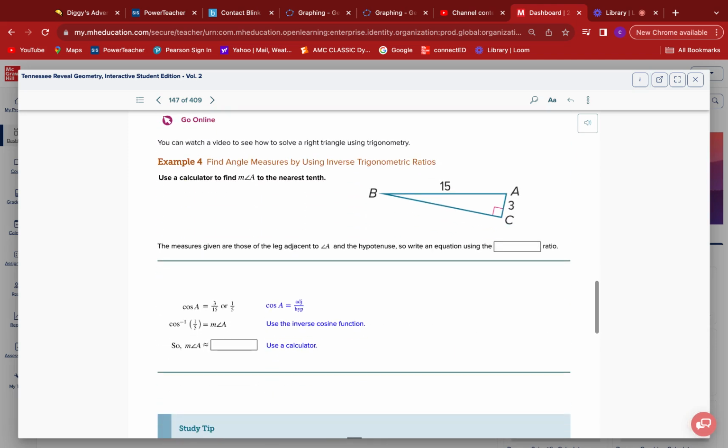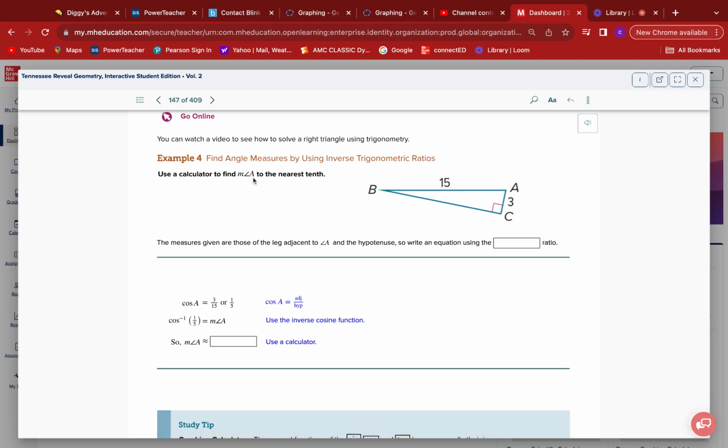All right, so here we go. Example number 4 says use calculator to find the measure of angle A. So angle A is your theta. And you'll notice we do not have an angle measure. There's nothing there saying degrees. So we are solving for the angle. So it depends on what sides you've been given as to which formula you use.